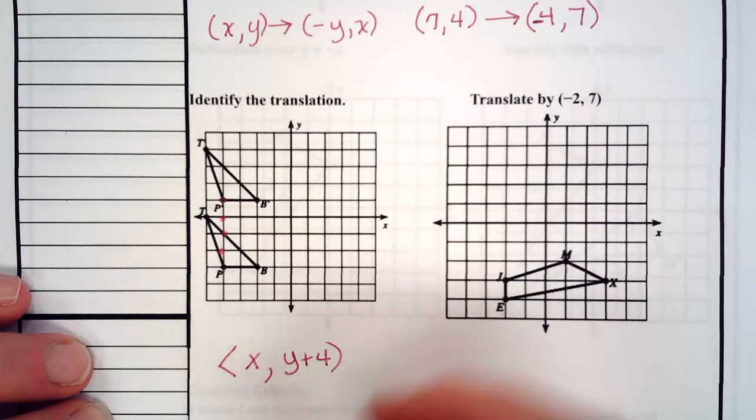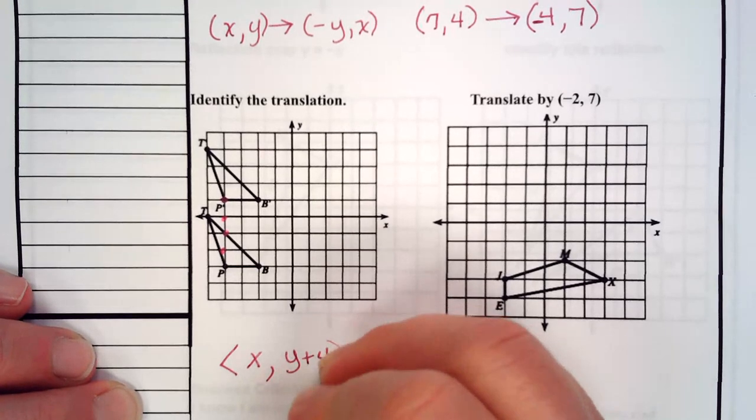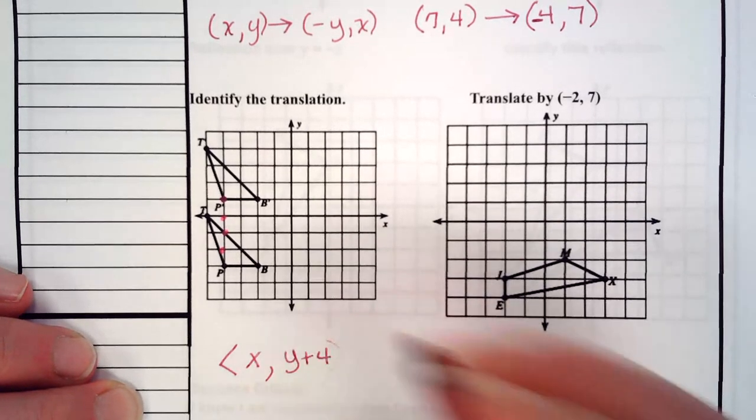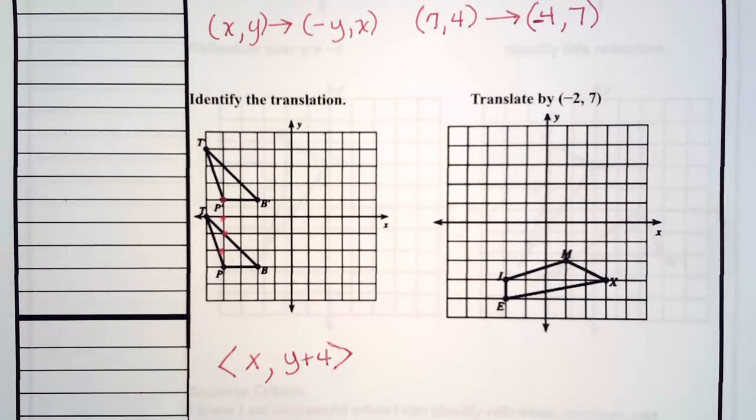And those are supposed to be V's on the edges. Okay, any questions?